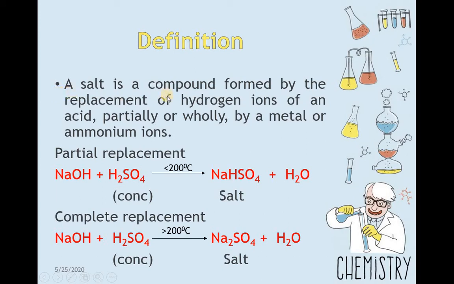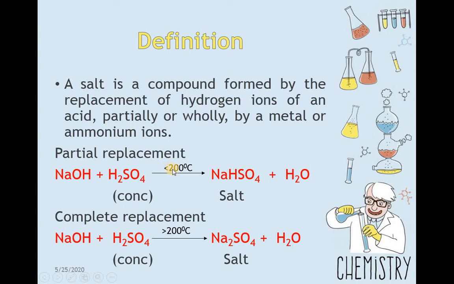A salt is a compound formed by the replacement of hydrogen ions of an acid partially or wholly by a metal or ammonium ions. Now see the partial replacement. This is the acid. It has two hydrogen, you can see, that is, it is a dibasic acid. Now this is the metal hydroxide, sodium hydroxide. In this, sodium is the metal. Sodium is replacing one hydrogen of the acid, giving the salt sodium bisulfate or sodium hydrogen sulfate and water.